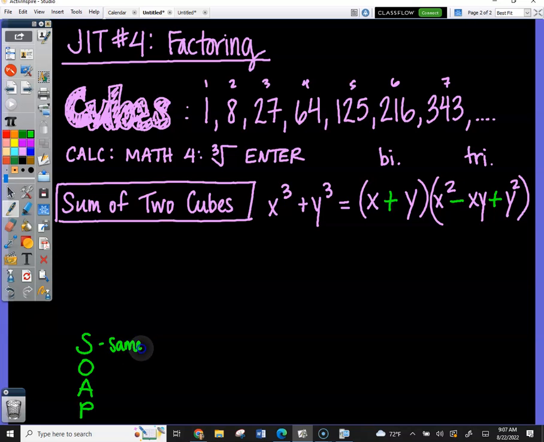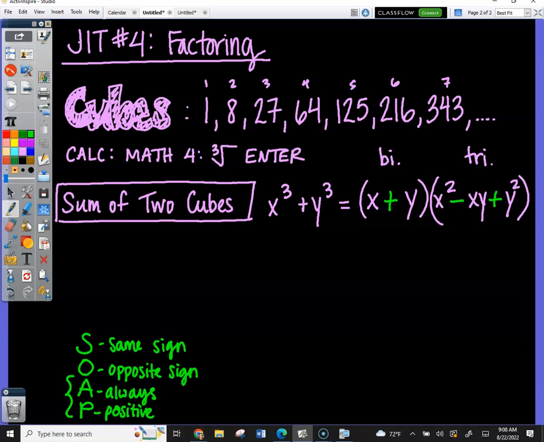Same sign. I'm referring to the one in the problem. Then you have the opposite sign. Then you have always positive. It's the last sign. Those two kind of go together. Always positive. They're saying that that last part should always be positive.